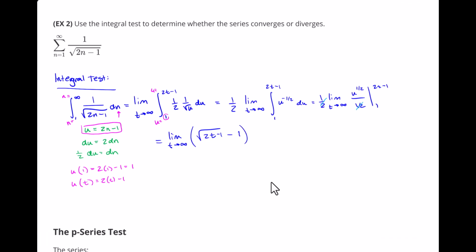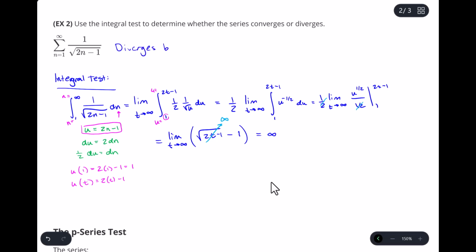And let's see what happens here. As we let t go to infinity, the value of this square root is also going to go to infinity. And if the value of that square root goes to infinity, then that pulls the overall limit to infinity. So what that means is this other series, the original, diverges by the integral test.